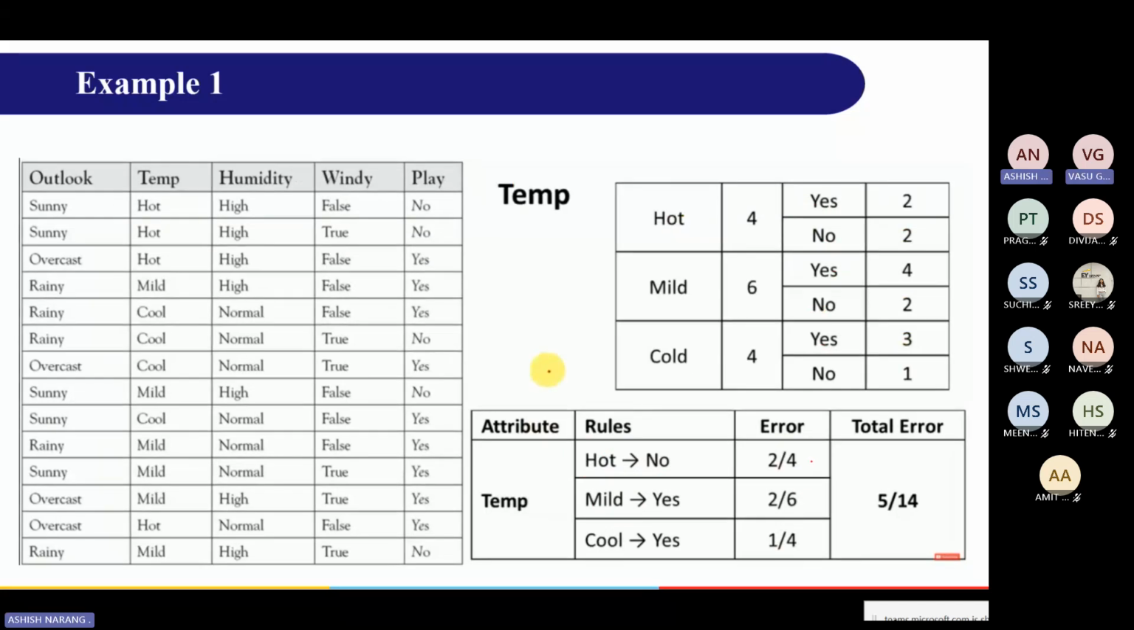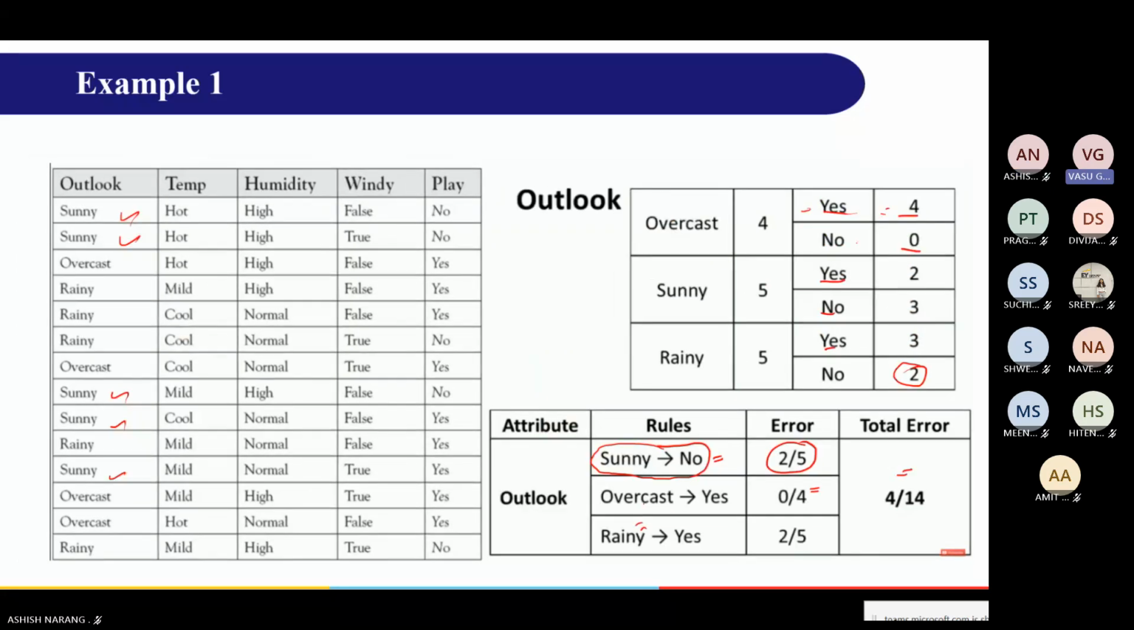Similarly, for Sunny and no, there are 3 records. Yes. Then how come we are calculating error as 2 by 5? I am saying there is a rule. Okay, that is a predefined rule. Okay, so then I got it.